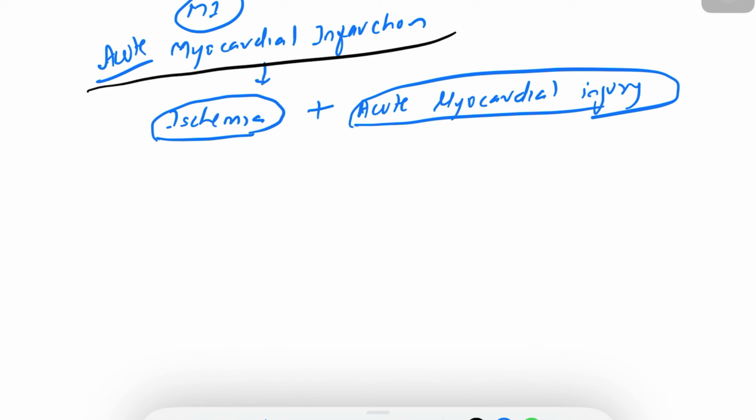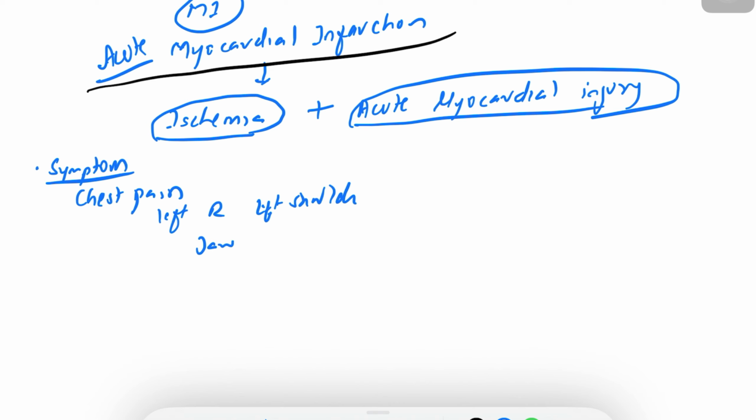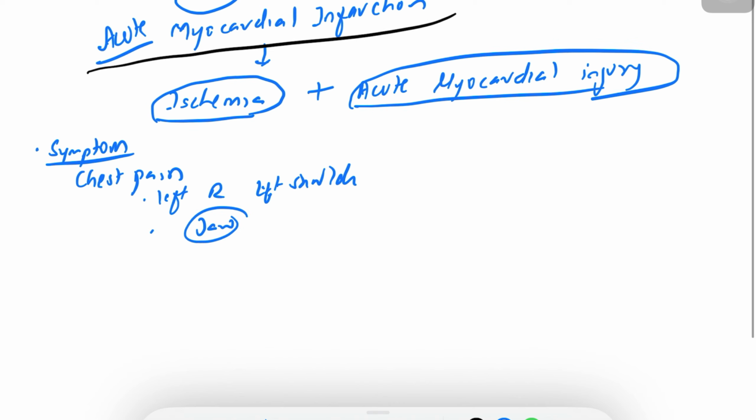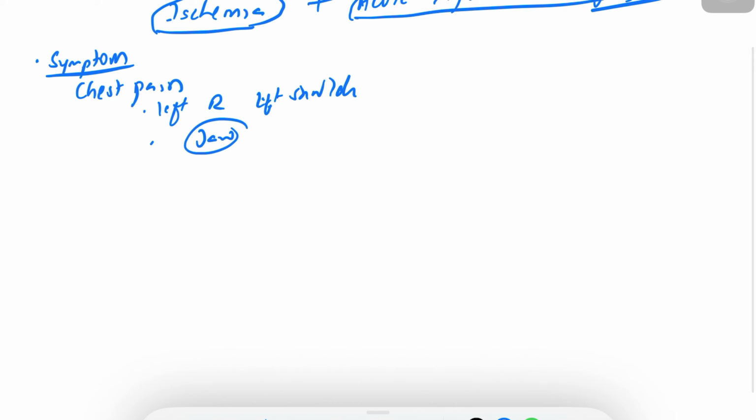For us to call it ischemia, there should be symptoms like chest pain. Whenever there is decreased blood flow to the heart muscle, there is a symptom of chest pain. That is left-sided chest pain radiating to the left shoulder or jaw, the typical type of chest pain, or there can be slight variations in chest pain that we'll discuss later. But ischemia is determined by symptoms or ECG changes, which we'll also discuss later.